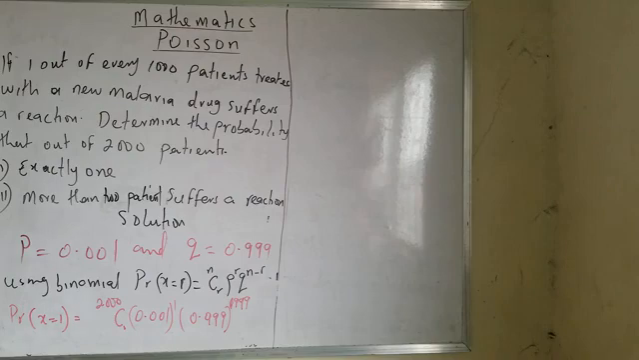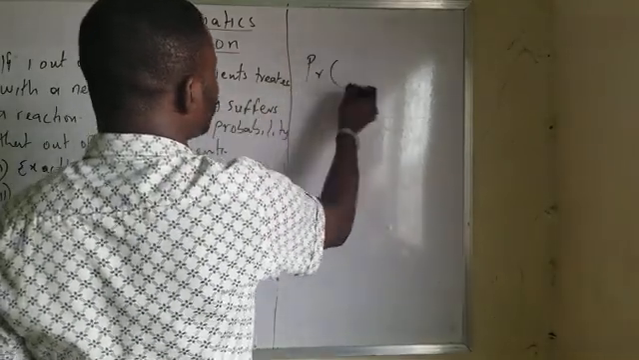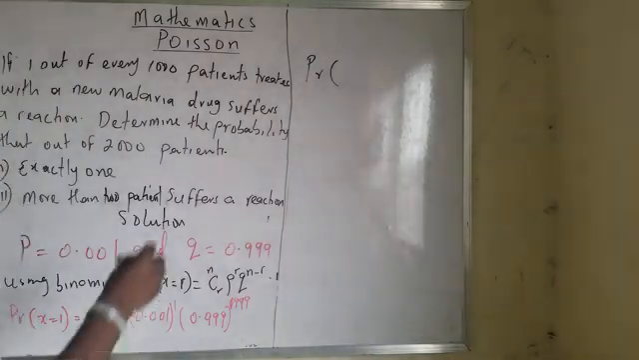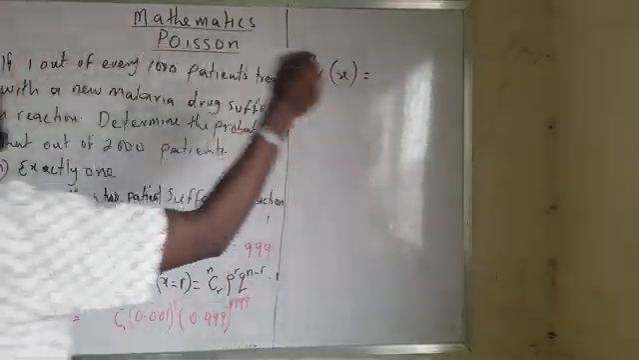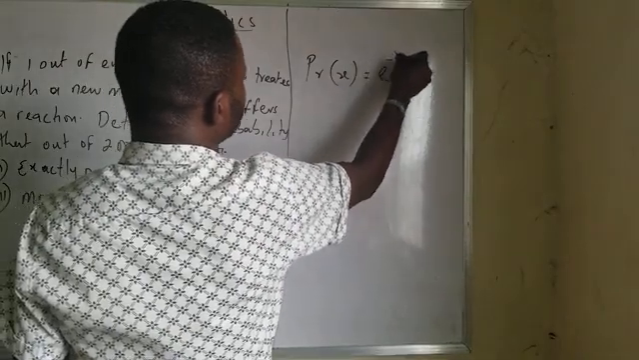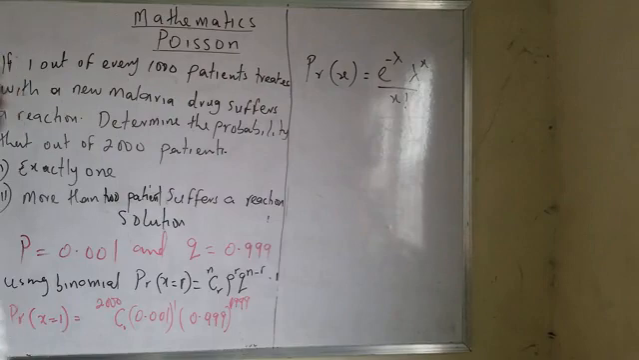Now, I will move on to P of X, because we are talking about Poisson. This is our Poisson. P of X equals e to the power minus lambda, lambda raised to power X, divided by X factorial. Take note of that. That is what we are talking about.